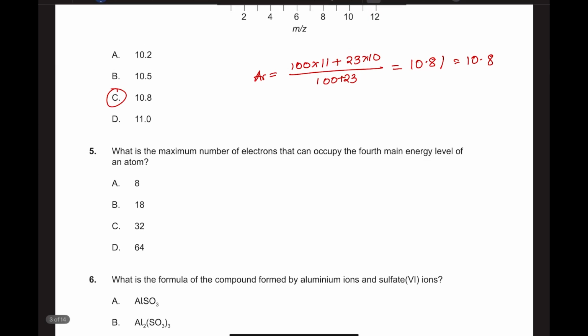Next, what is the maximum number of electrons that can occupy the fourth main shell? The maximum number of electrons is given by this formula, 2n squared. For the fourth shell, n is equal to 4, so 2 times 4 squared, which is 32, option C.